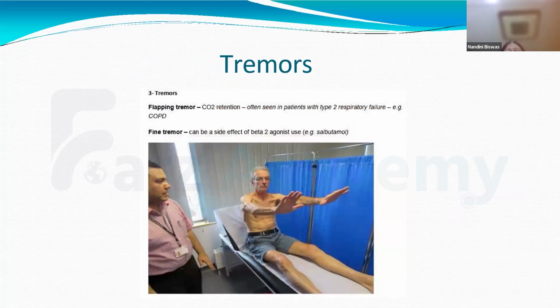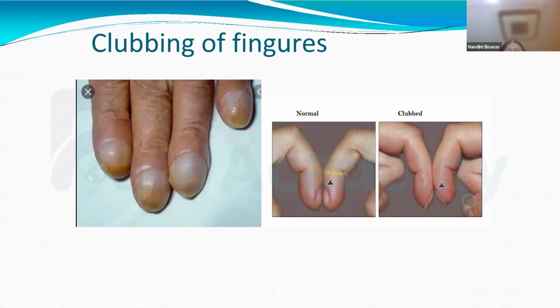Look for flap. There can be fine tremor which can be related to the beta 2 agonist. There can be a flapping tremor which can be related to type 2 respiratory failure or chronic carbon dioxide retention, which is very typical of COPD. Is there clubbing of the fingers? So you should know how to examine for clubbing. Raise your hand up to the level of your eyes. Look for the loss of normal angulation within the nail bed, and then join the two clubbed fingers together and see if they're far more apart than what they should be.